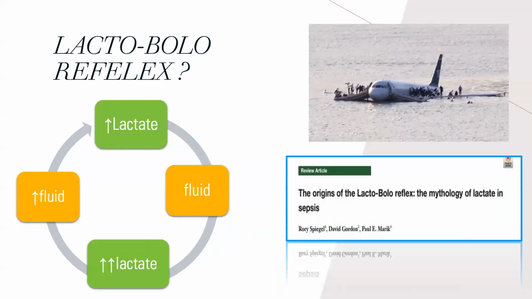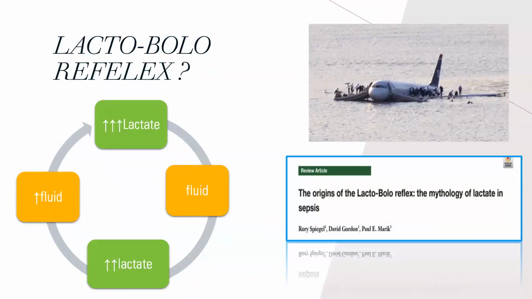So in rapid response, lactate is rising, give bolus fluid. Lactate is rising, give bolus fluid. This is called the lactobolus reflex. It was first published in 2019 by Paul Marik, and he found that more fluid means increasing lactate.